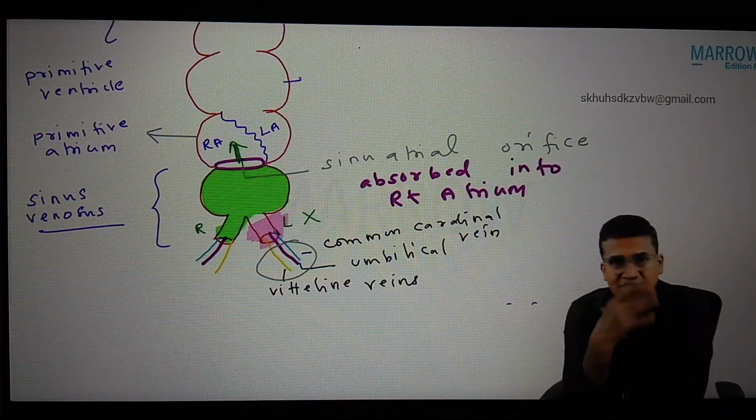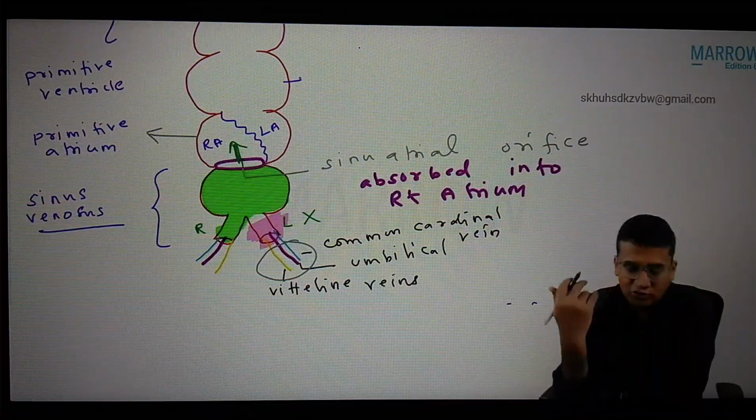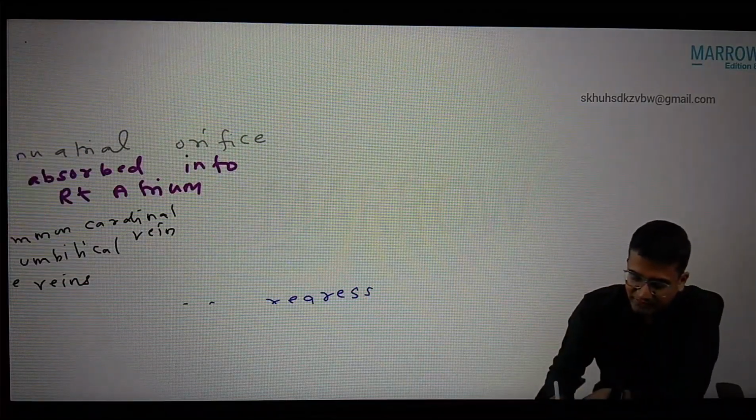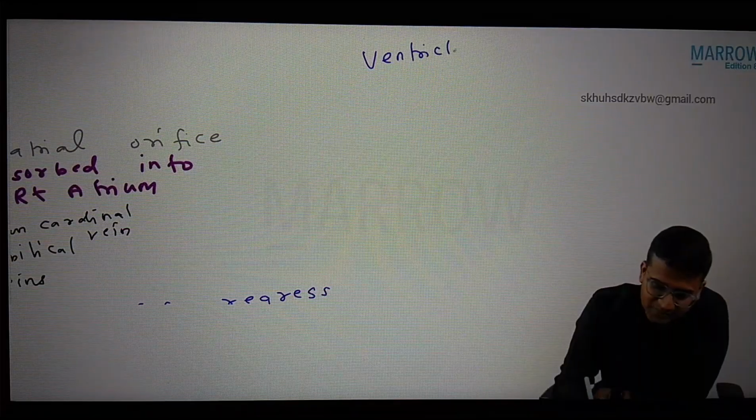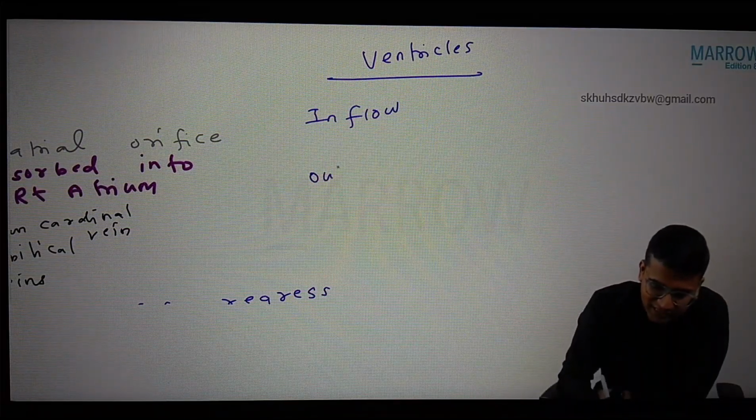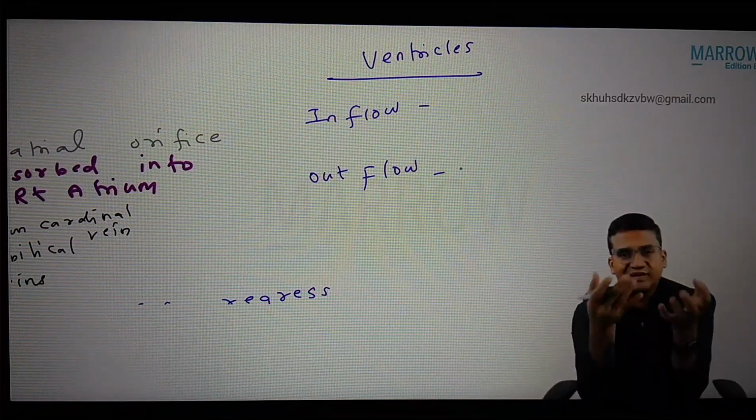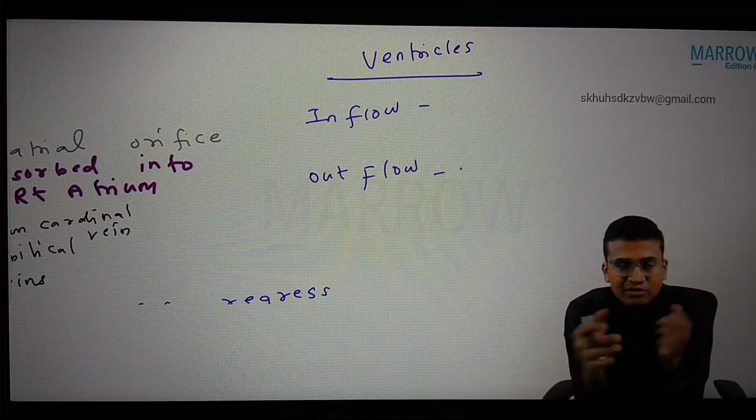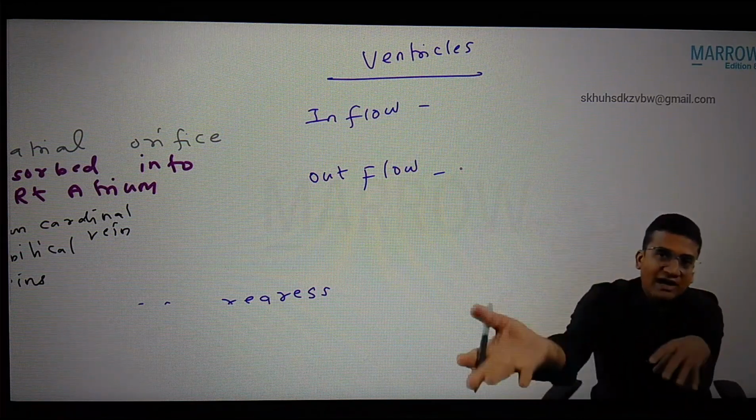See, each ventricle has two parts, the inflow part and the outflow part. The inflow part is called the trabeculated part and the outflow part is called the infundibular part. So if you want, you can write that ventricles have two parts, inflow and outflow. The inflow part means the part of the ventricle receiving blood from the atrium, no? Outflow part means the ventricle giving rise to arteries.